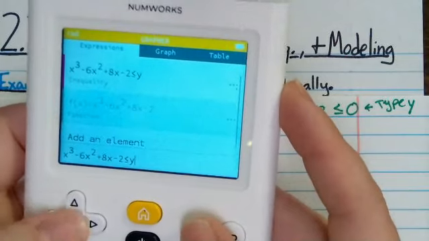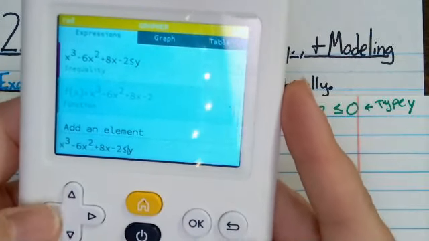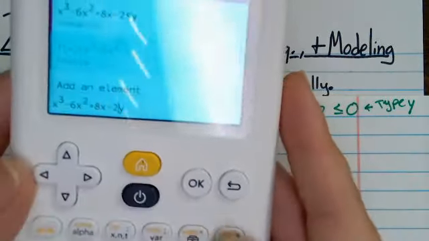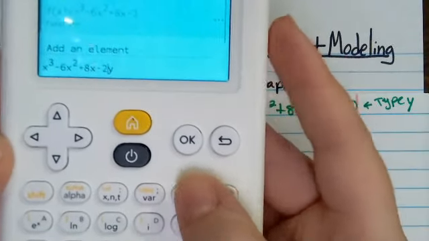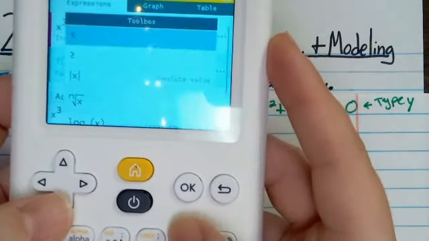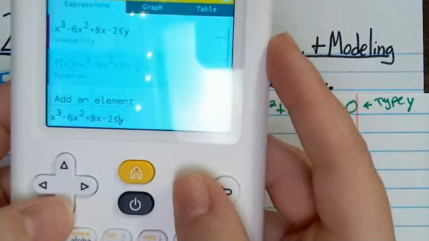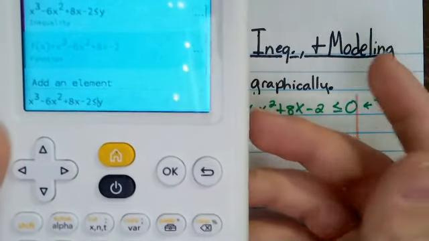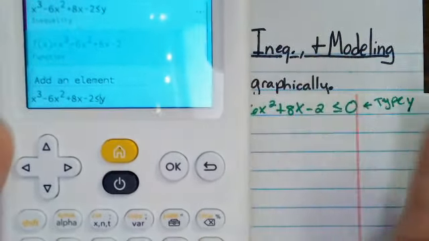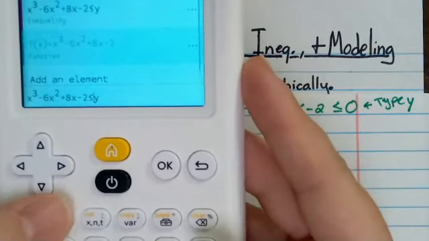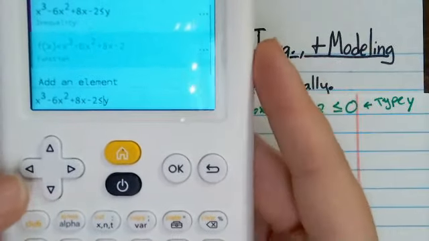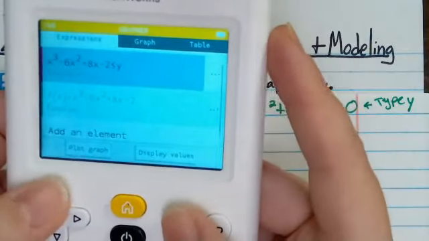So as I was typing and I got to the point where I needed that, I'll get rid of it. You have to hit the suitcase button, and it's actually the very first option. So just hit OK, and it inserts it. If you want y, like if it didn't have y there, you have to hit alpha and then 3, and that gives you a y.